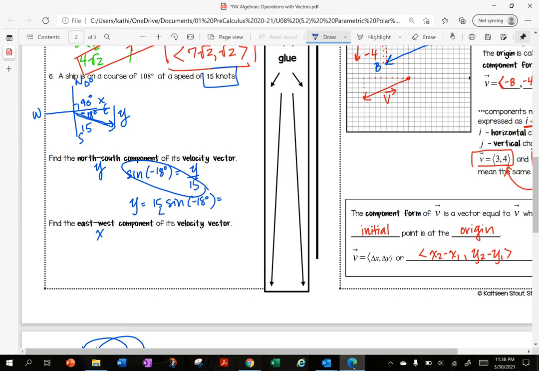4.635 knots, and we say south because I'm going down.